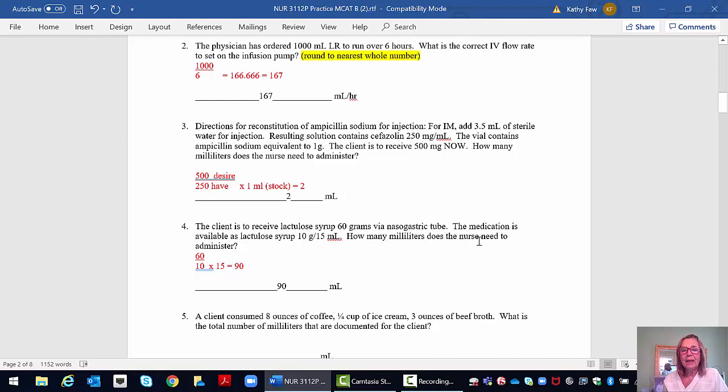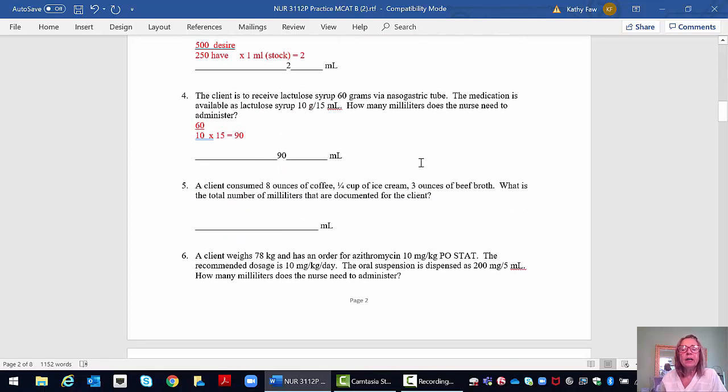The next one is the client is to receive lactulose syrup. Oh my, that's going to be painful, guys. Lactulose, you better be ready. 60 grams via nasogastric tube, an NG tube. And the medication is available as lactulose syrup, 10 grams per 15 mLs. So what it's asking you here is, how many milliliters does the nurse need to administer? So what is their desire? 60 grams.